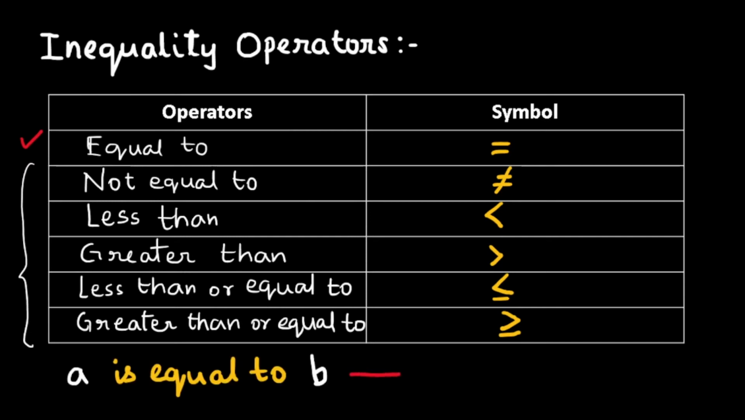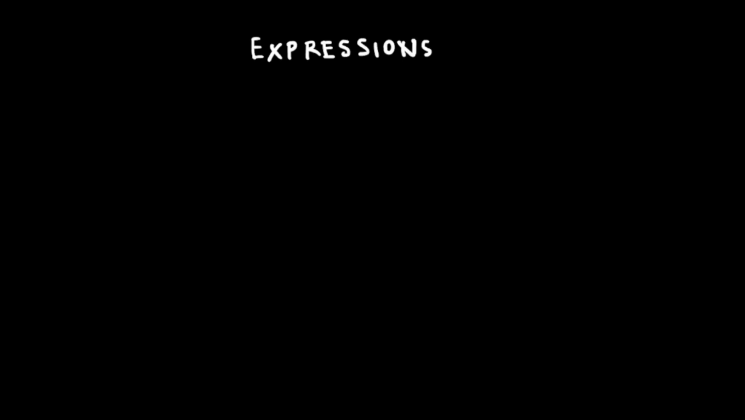For example, A is equal to B is A, the equal to symbol, and B. These are the building blocks of algebraic expressions.